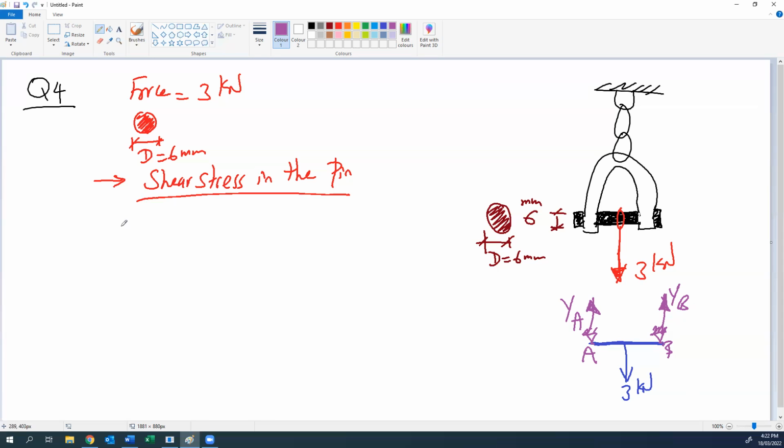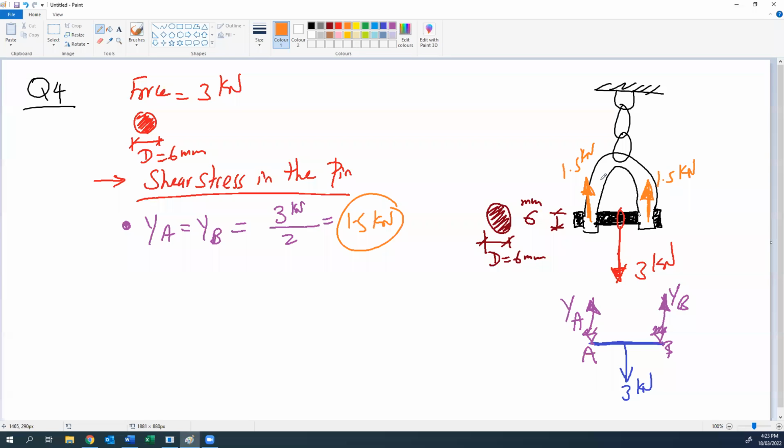Can you expect how much YA and YB are? YA will be equal to YB, which is 3 kilonewton divided by 2, because this force is in the middle, so half goes to the right, half goes to the left. So the reaction at A and B will be 1.5 kilonewton. If we have a look here, we have 3 kilonewton, with 1.5 going up here and 1.5 going up here. So we have three forces now.